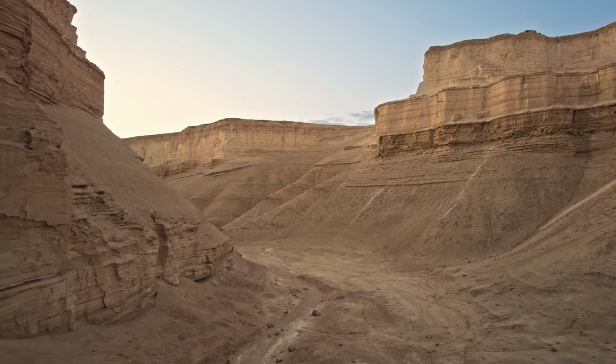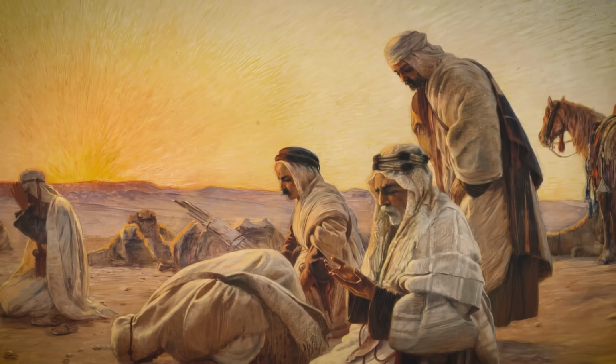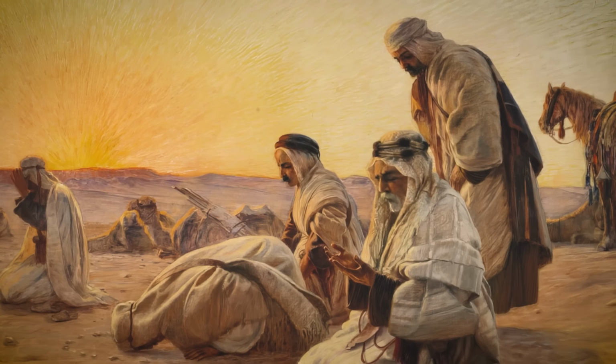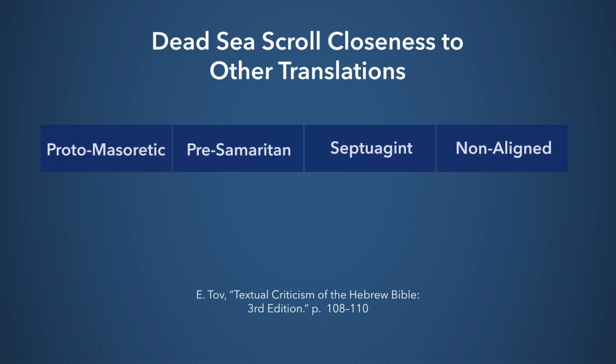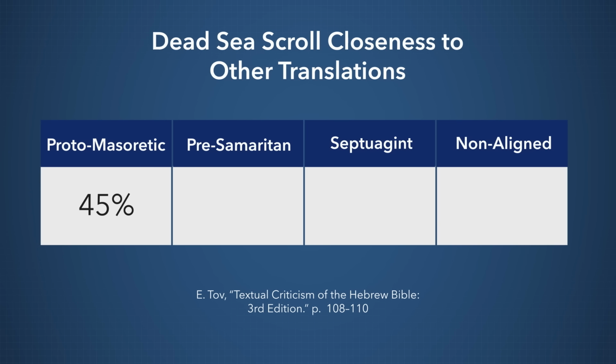We don't know much about the community that produced them, but the prevailing view is that they were a Jewish sect called the Essenes. Around 45% of the texts are close to the Hebrew Masoretic Text. Around 5% align with the Samaritan Pentateuch, 5% with the Septuagint, and 45% are unaligned, meaning they don't line up neatly with any of our existing traditions.